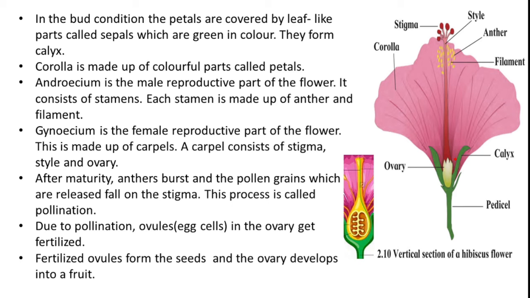Due to pollination, ovules, the egg cells in the ovary, get fertilized. So this is the ovary. Inside the ovary, ovules or egg cells are there. Fertilized ovules form the seeds and the ovary develops into a fruit.